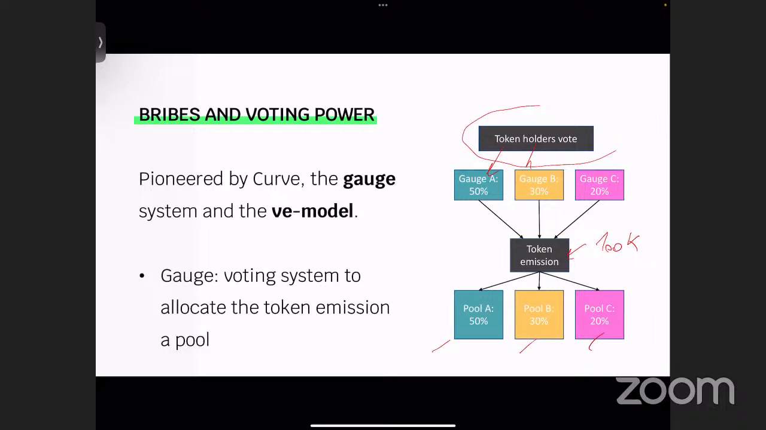And at the end of the week, we check how much votes each of those gauges have received. So for example, the gauge A received 50% of the votes, which means that the pool A will receive 50% of the new token. So the pool A will receive 50,000 tokens, since every week we emit 100,000 tokens. So it's fairly simple to understand.